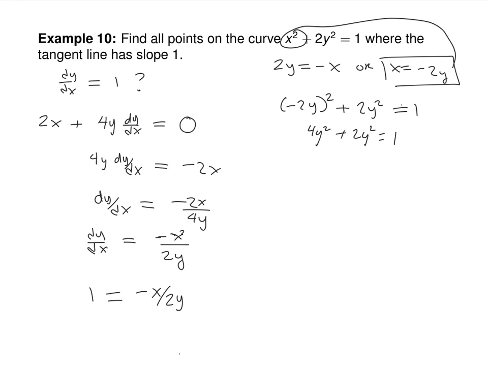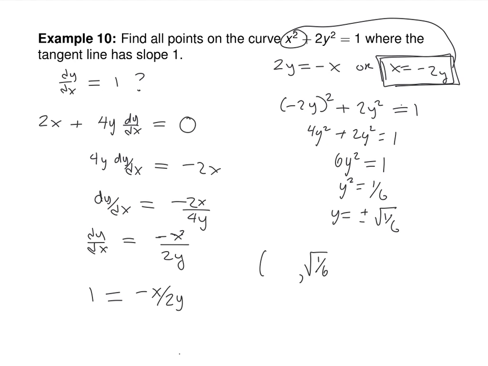So what's 4y squared plus 2y squared? 6. And y squared is 1/6. So y is plus or minus the square root of 1/6. So just a disgusting ugly number. So in the event that y is positive root 1/6, can you use this equation to tell me the x coordinate there?